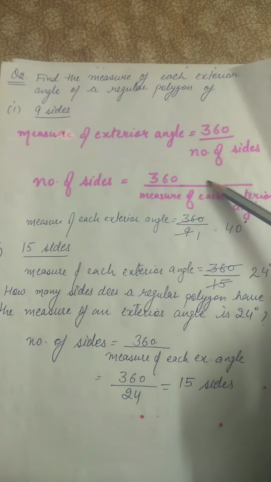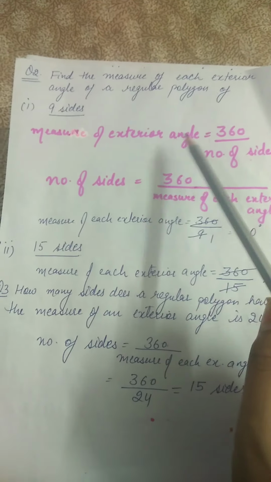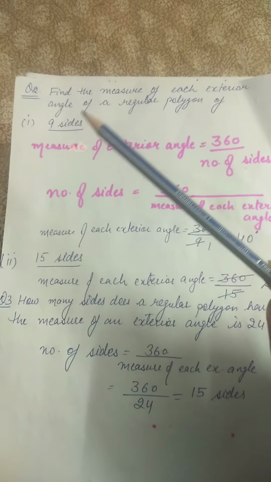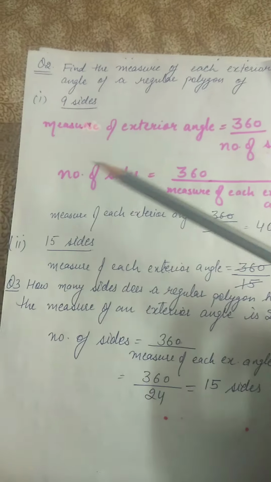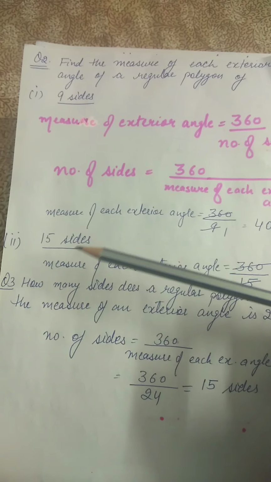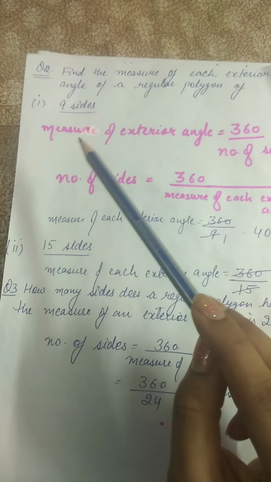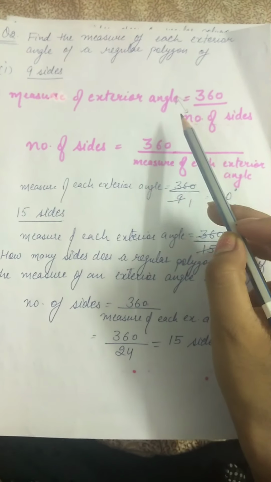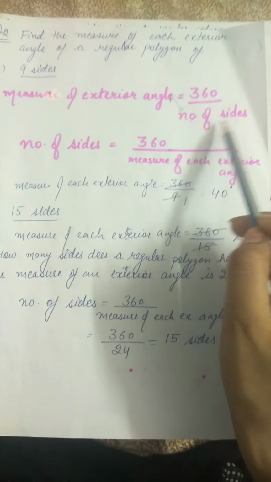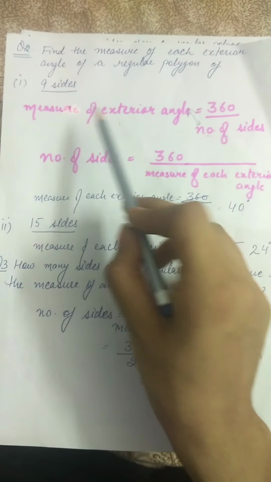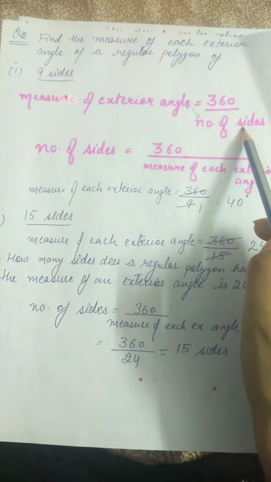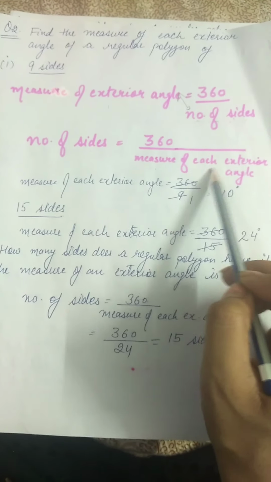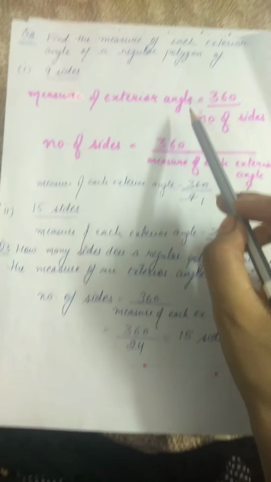So this is the formula when you want to find the measure of each exterior angle. But in some cases, you want to find what kind of polygon it is, that means how many sides. So whenever you want to find the number of sides of a polygon, what will you do? You just interchange the values: number of sides goes here and the measure of each exterior angle goes to the other side. Therefore, number of sides is equal to 360 divided by the measure of each exterior angle. So now you have two formulas.